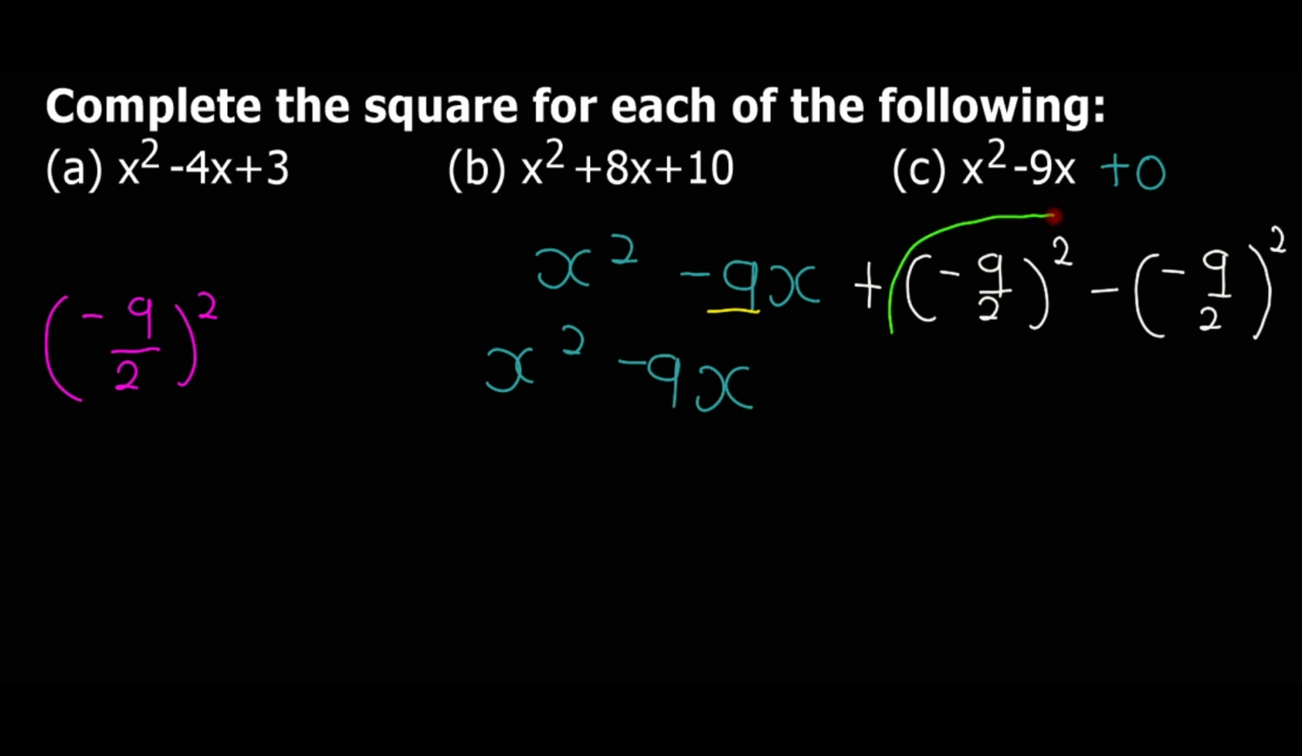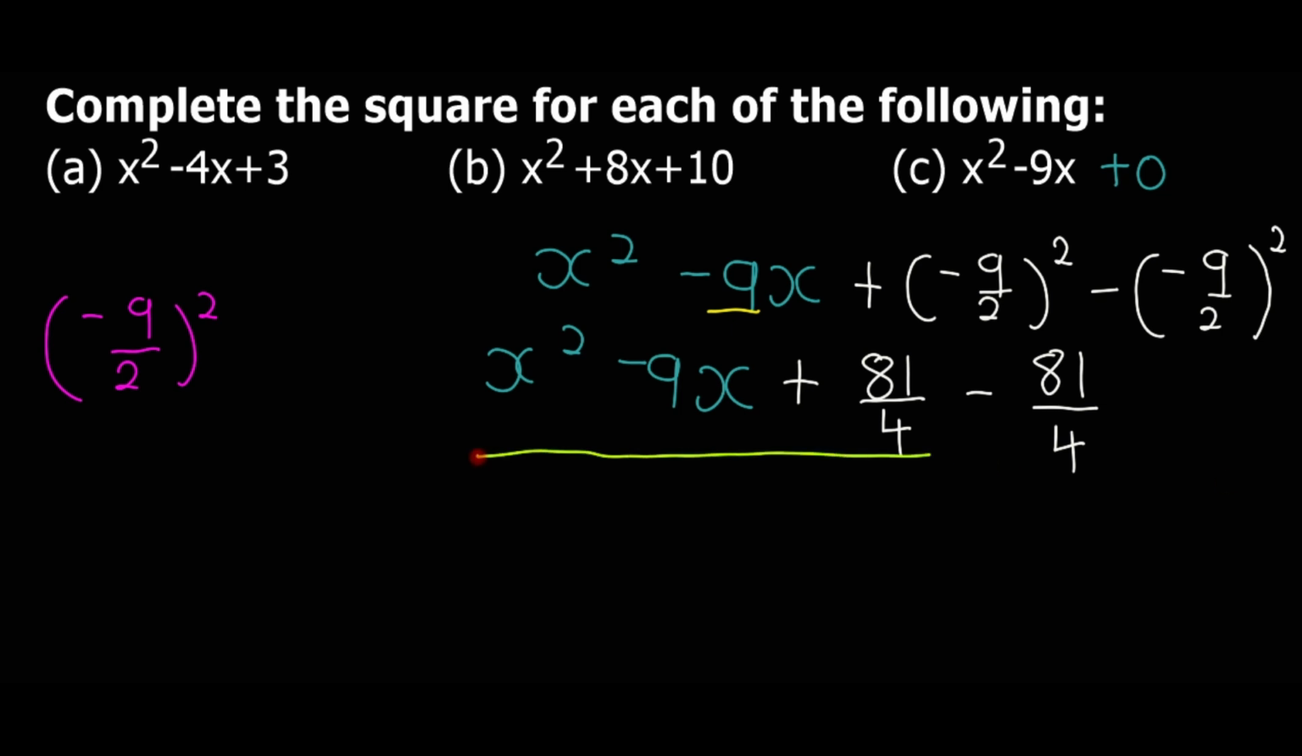This part, if you press a calculator, you'll realize minus 9 squared is 81 and then 2 squared gives 4. So this is the same as saying plus 81 over 4 and then minus 81 over 4. So from there, they are the same thing. We want the first 3 terms to be in the form of a binomial.